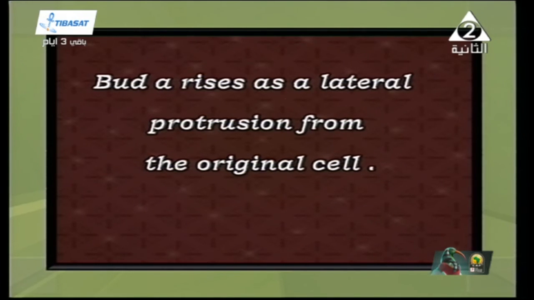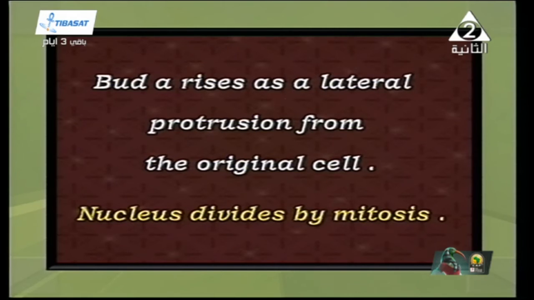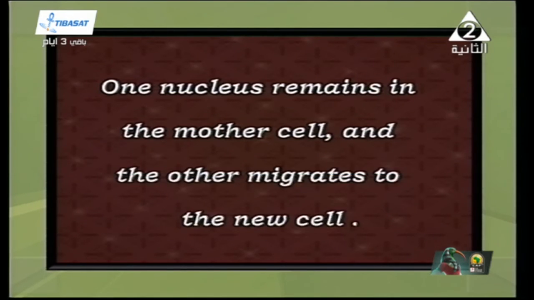After that, a protrusion or bulk arises laterally beside the cell. The nucleus inside divides mitotically, don't forget it, and the lateral protrusion forms from the original cell to form the bud. As we said, the nucleus divides mitotically into two nuclei. One of these nuclei remains in the parent cell, the mother cell, while the other migrates to the new cell. And after that, it has two choices.